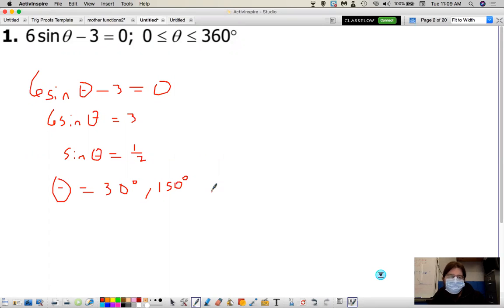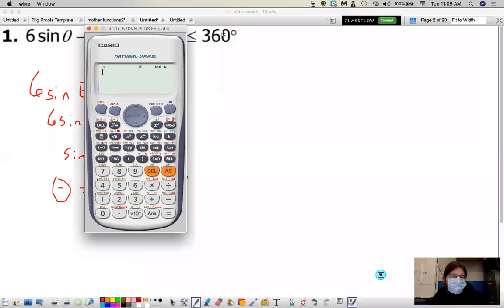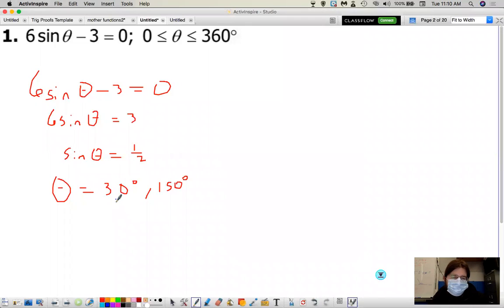And again, yes, we should check for extraneous roots. I'm not going to check every time. Most of the time, if you just have one trig function that's not tangent or cotangent, you don't have to worry about extraneous roots. But let's get in the practice of checking them anyway. So 6 sine of, make sure I'm in degree mode, I am, 30 degrees minus 3 is 0. Change that 30 to a 150. Still works. We're good. Both solutions are correct.